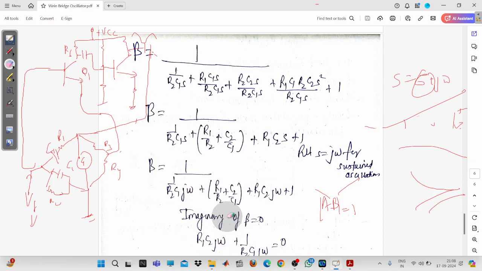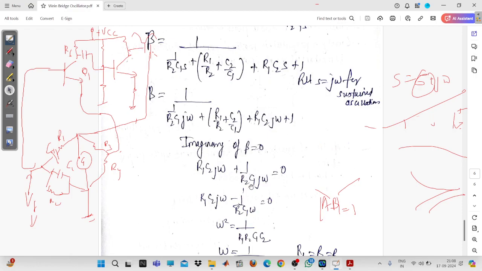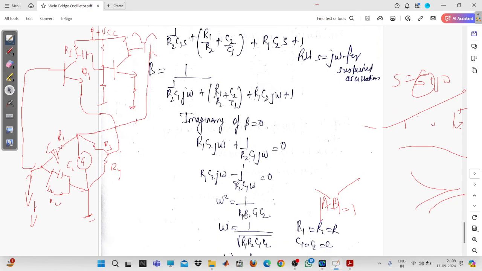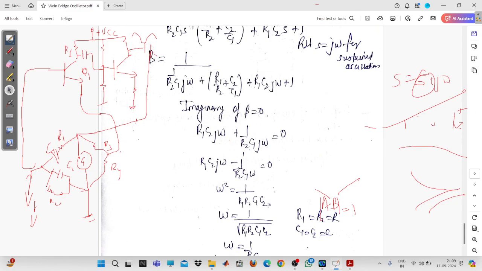So you will have to take it out separately. You can see that we have taken this separately and we have taken this separately. Fine. Because beta should have only the real part, not the imaginary part. I think this is more clear to you now. So R1 C2 j omega, this one will go upward, minus j will go up, because in the denominator it is plus j, so in the numerator it will be minus j. So j will cancel, because j is equal to the square root of minus 1. So omega square will be equal to 1 upon R1 R2 C1 C2.